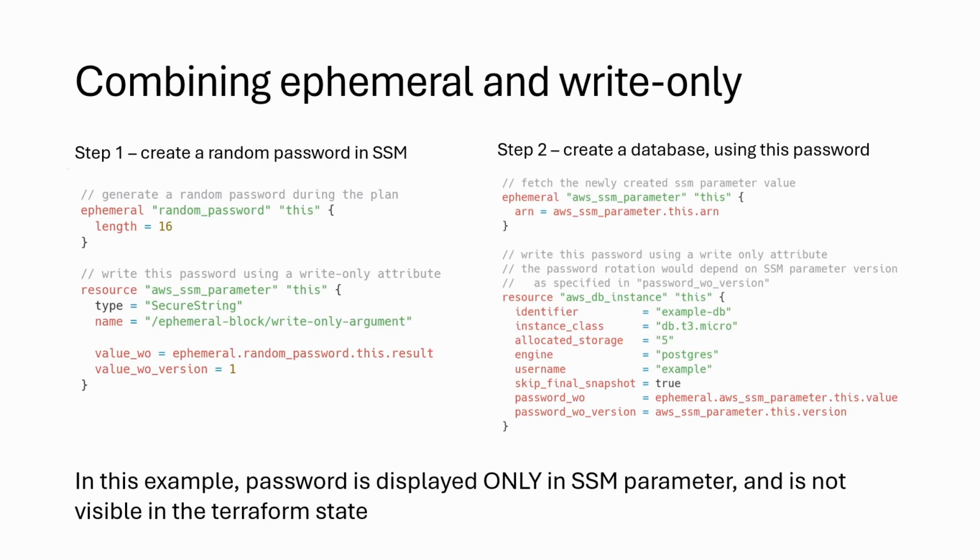And in this example, the password would only be displayed in SSM. It is not visible in the Terraform state. Well, that's because we have an ephemeral block here, and here we use the write only attributes. None of those are visible in the state. The password would be visible only in the SSM parameter.